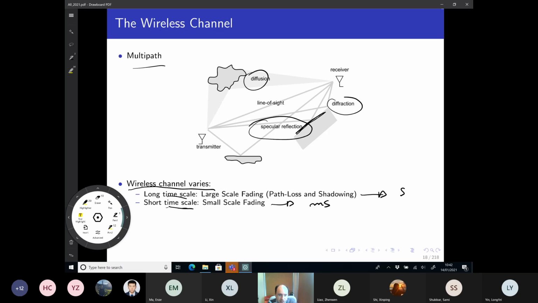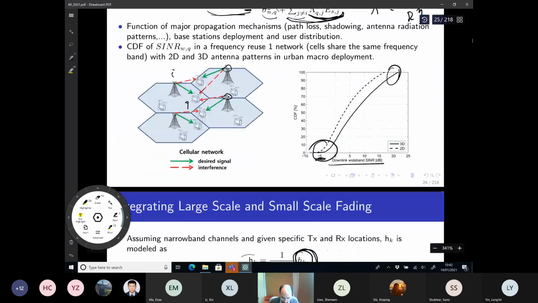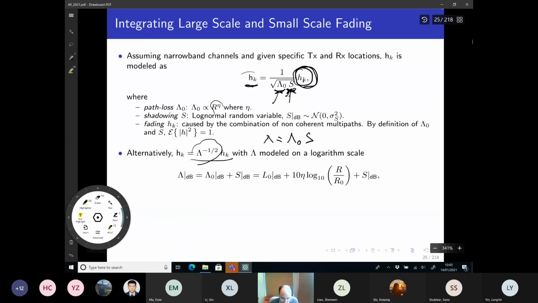And if I move just by half a wavelength, you can imagine that all the phases of all those paths will either constructively or destructively interact. So if I just move by half a wavelength, these constructive and destructive interferences can change quite dramatically, right? And this is what is captured by this small scale fading h here. This will be modeled as a random variable.